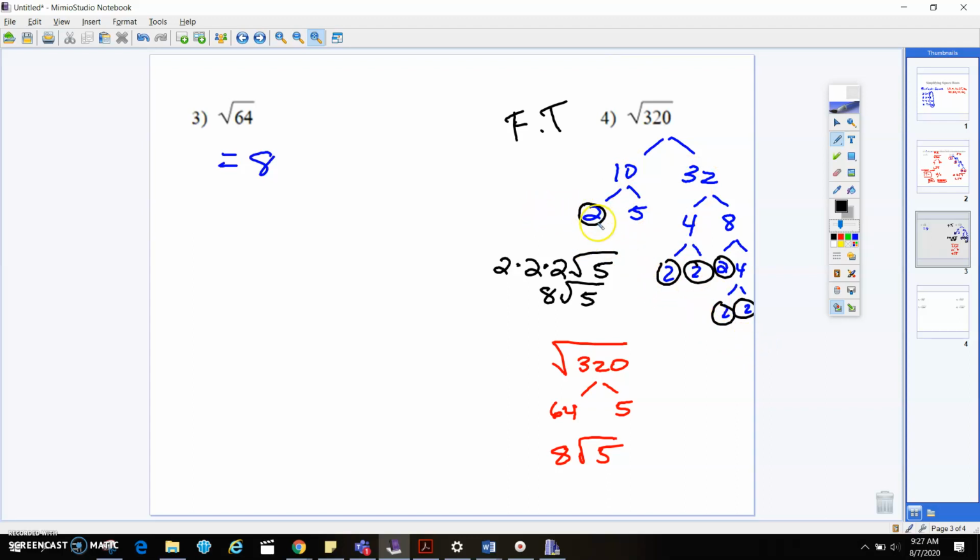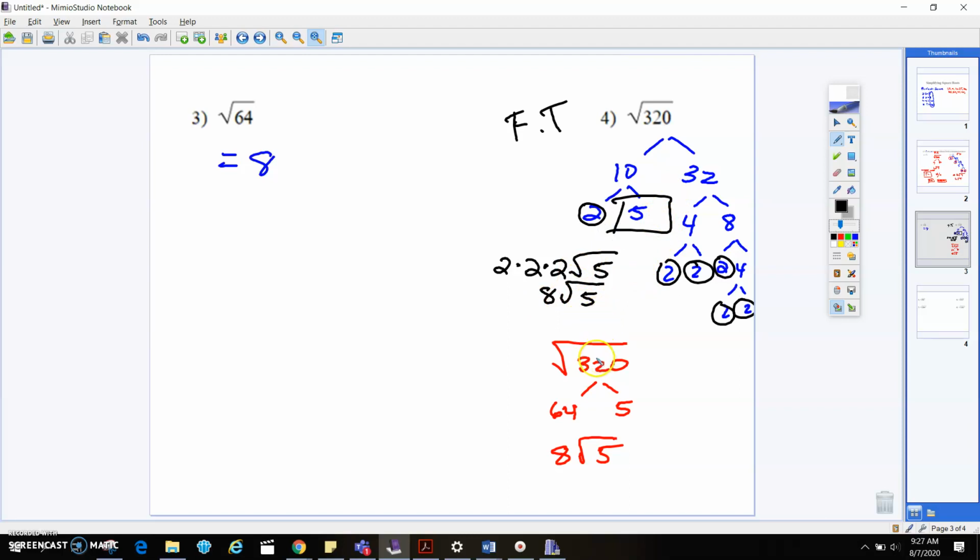Now remember, we can only exit the radical if we have an exit buddy. So 2 and 2, pull that out. 2 and 2, pull that one out. And 2 and 2, pull that one out. So I have 3 pairs of 2's in here. And whatever's left, which is this 5, I'm going to put inside the radical. So I get 8 square root of 5.